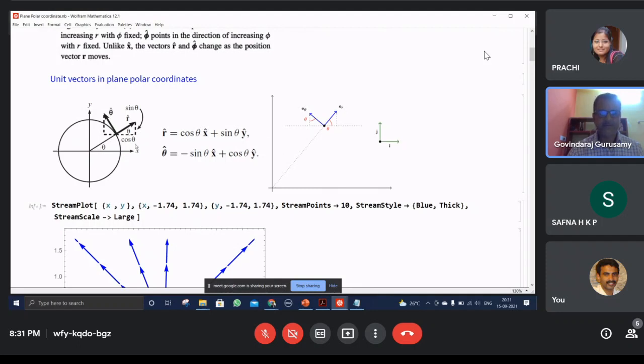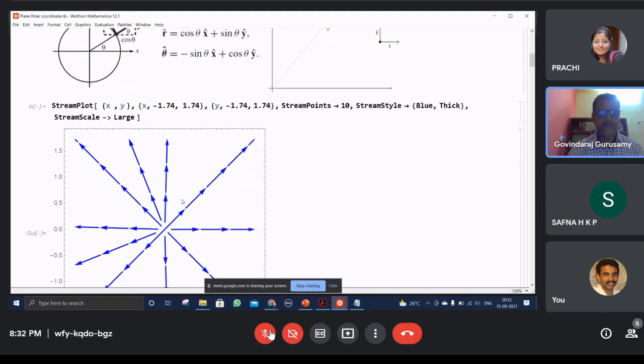This is easy for you to find out. And you can put this cos theta, sin theta, minus sin theta, cos theta in a matrix form also. You can put this as a matrix and multiply with the x cap and y cap column. You will get this result. This is sort of a rotation matrix. I can put it like this: cos theta, sin theta, minus sin theta, cos theta, and then a column vector x cap and y cap. If you multiply, I'll get this r cap and theta cap.